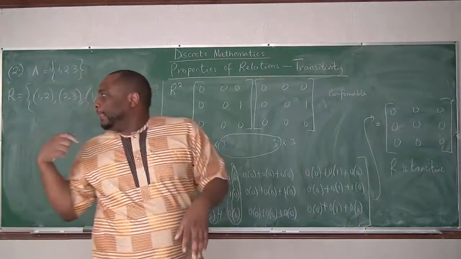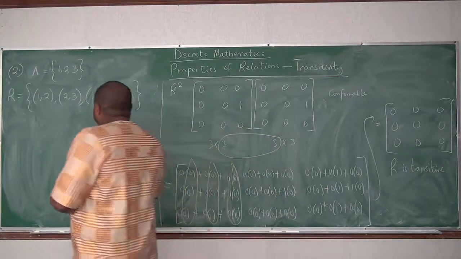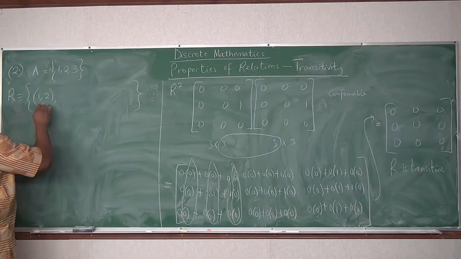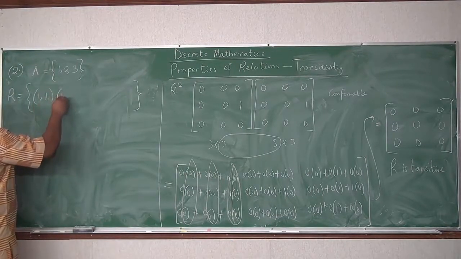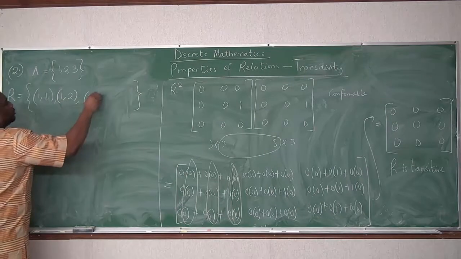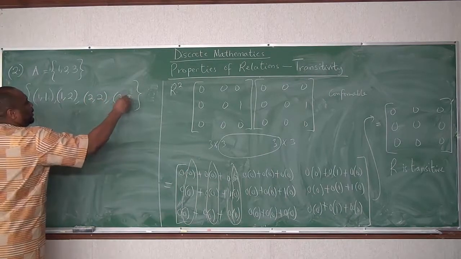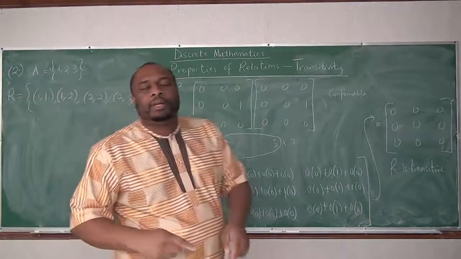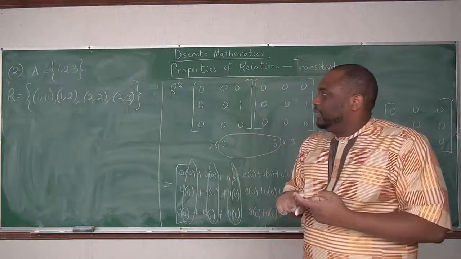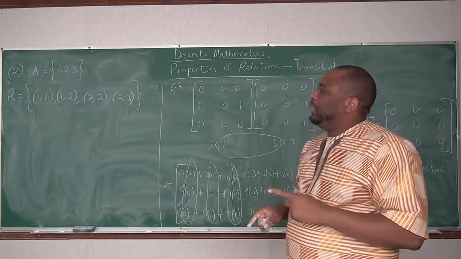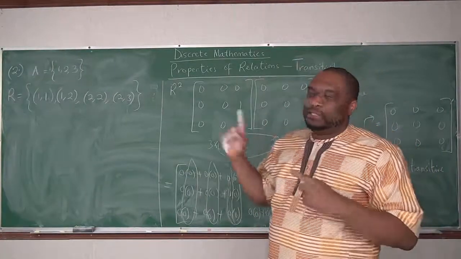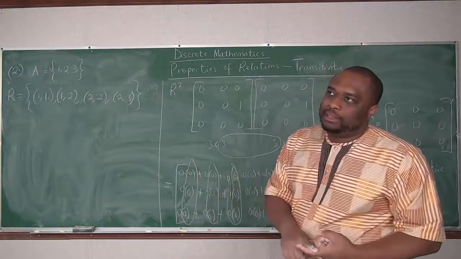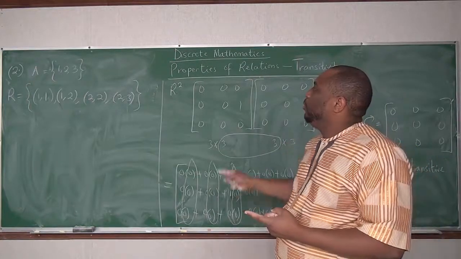Actually, let me put it in order. 1, 1, 1, 2, 2, 2, 2, 3. Let's look at this for a moment. So here we have 1, 1. Then we have 1, 2. We have 2, 2.